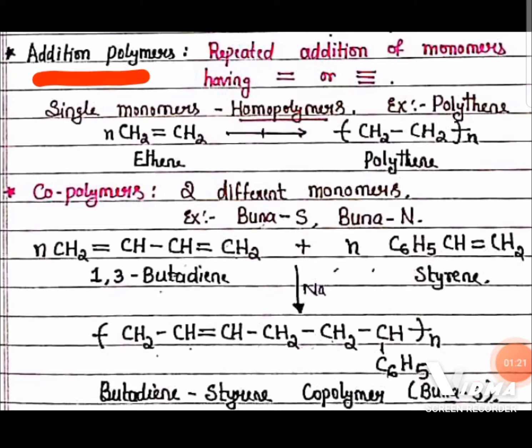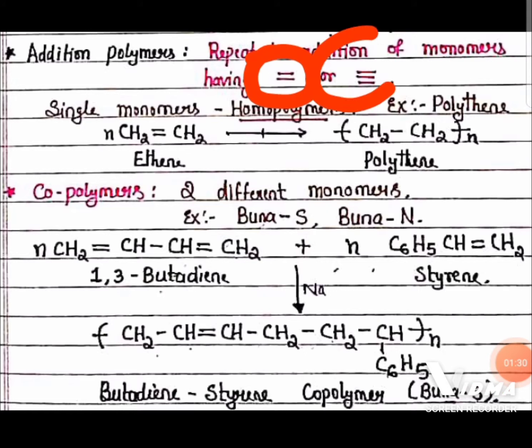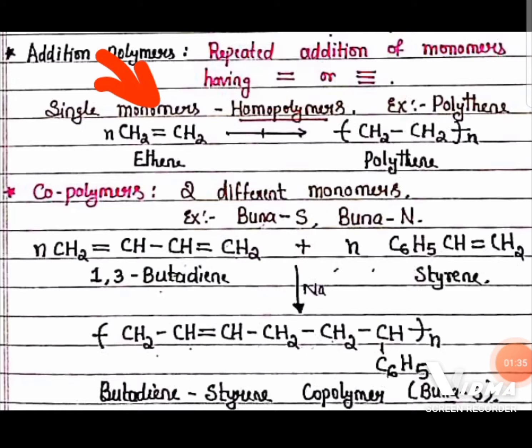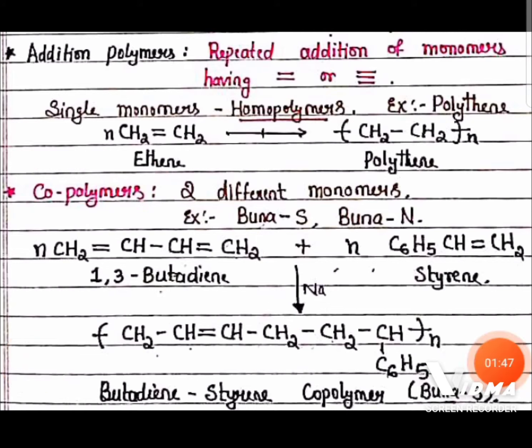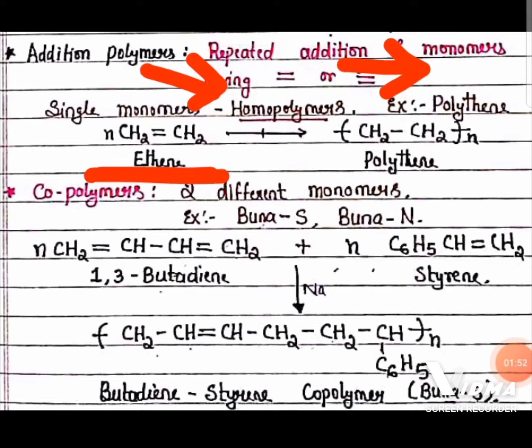Addition polymers means there is a repeated addition of monomers having a double bond or triple bond. If a single type of monomer is involved in polymerization, then that polymer is called a homopolymer. If two different monomers are involved in the polymerization, it is called a copolymer. The best example for homopolymer is polythene, where there is a repeated addition of ethene to form polythene.